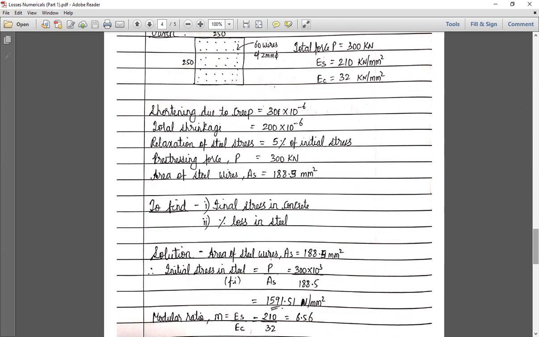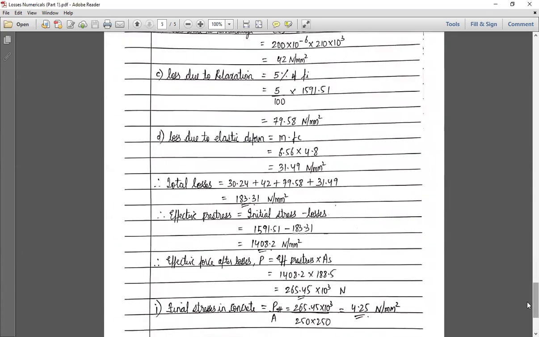ठीक है, so now one more numerical we will see. ठीक है, so this is a typical numerical what we are going to see now. ठीक है, this was just to make you understand the basic concept of losses. ठीक है, one typical problem we will take and then I will give you time. Okay, so let us just go through one typical problem of losses.